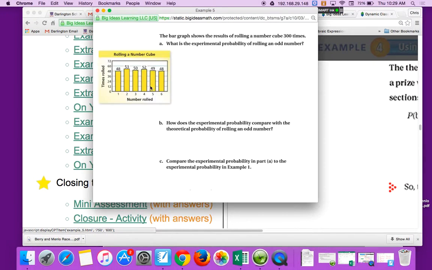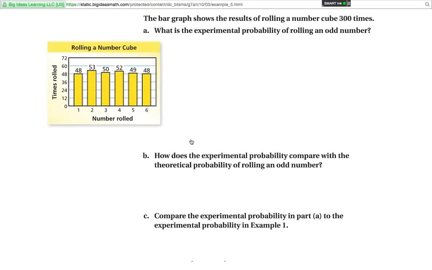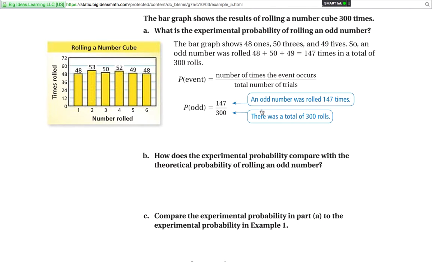And the last piece. A bar graph shows the results of rolling a number cube 300 times. That's a lot of rolls. What is the experimental probability of rolling an odd number? Again, odds are 1, 3, and 5. We're talking about experimental, meaning what actually did happen. If you look at the side here, we got 48, 50, and 49. Those would be the favorable outcomes according to the question. So we add those up. That's 147 out of 300, and you can change it to a percent, which is 49%.